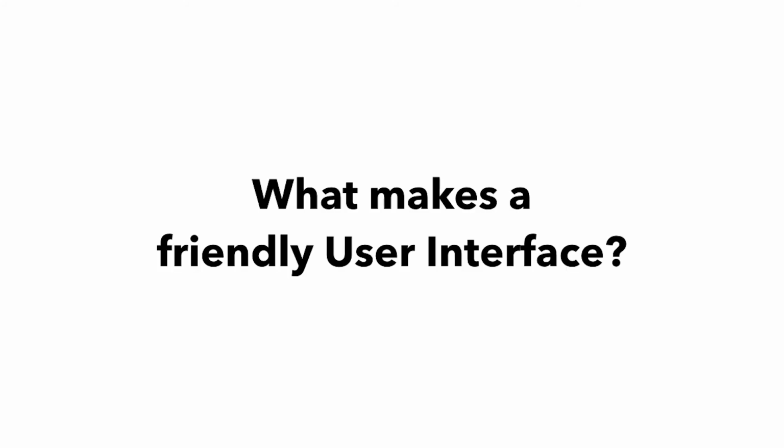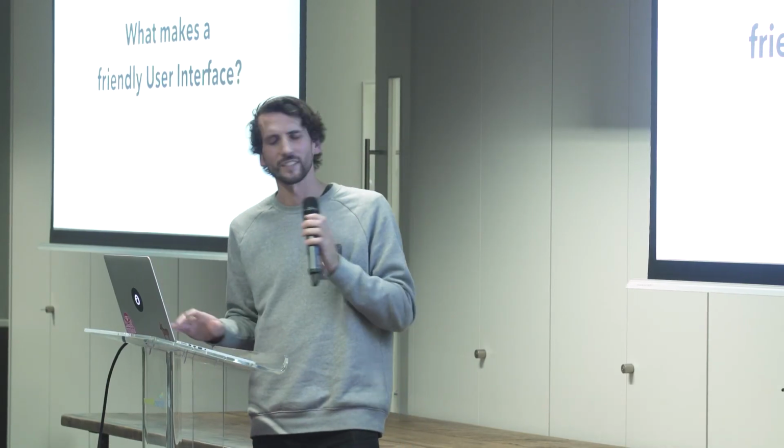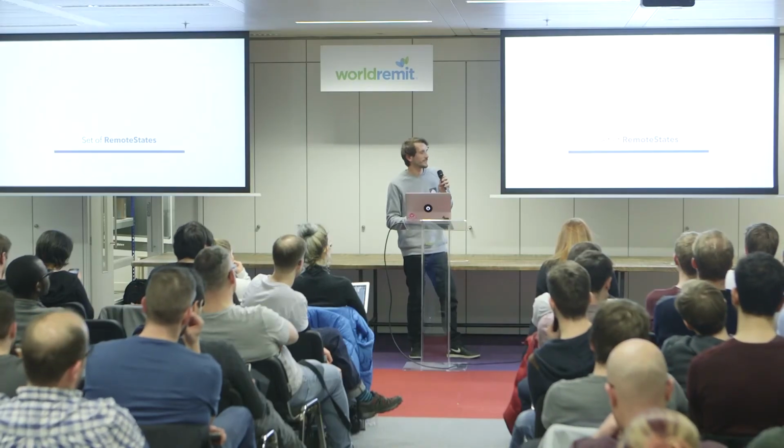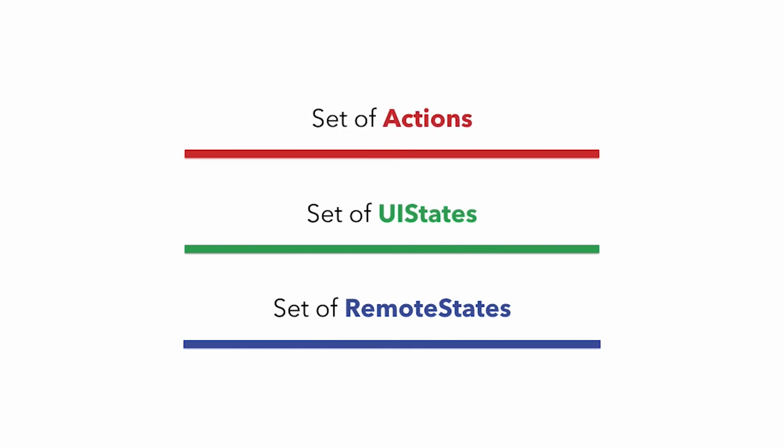I'm hoping this has given you a slightly different way to think about what makes a friendly user interface. Again, get the set of remote states as close to the set of UI states, and as close to the set of actions, as you can.